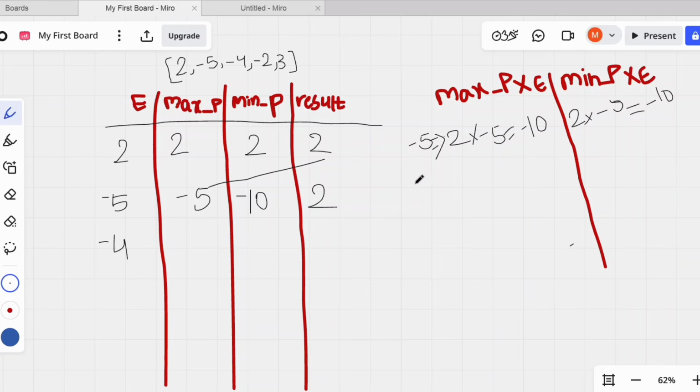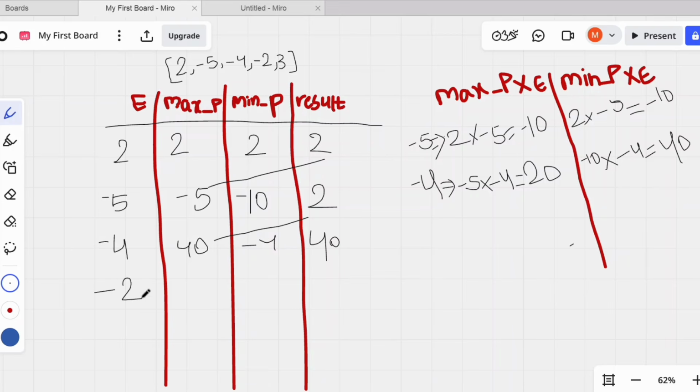Next element is minus 4. Previous max product is minus 5. Multiply with that: minus 5 into minus 4, that is 20. Now multiply with previous min product. Minus 10 into minus 4, of course 40. So max becomes 40. Min becomes minus 4. Result is 40.